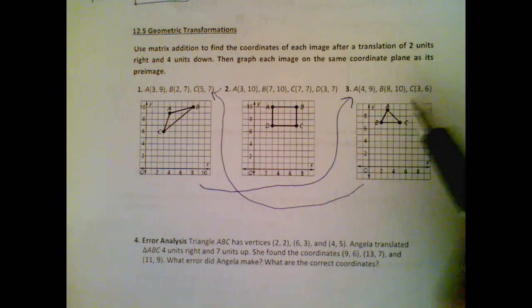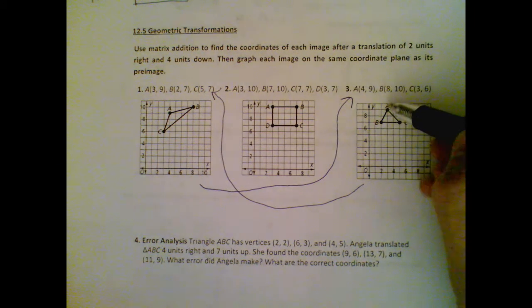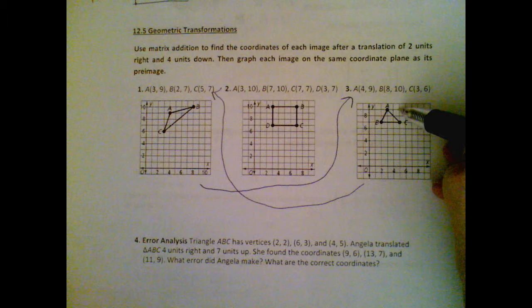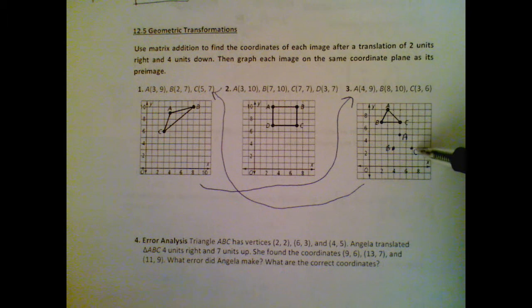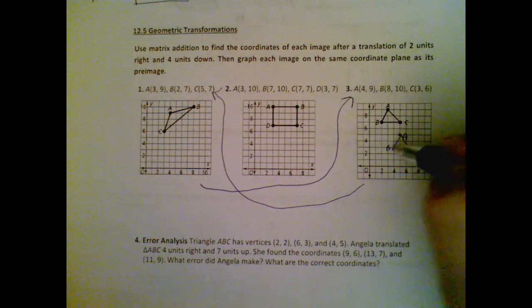You can do it individually, point by point. So if we move this to the right 2 units and then we move it down 4 units, that's going to be our new matrix A. And then if we take our matrix B, we move it to the right 2 units and then we move it down 4 units. That would be our matrix B. And then if we move our matrix C to the right 2 units and then down 4 units, that would be our new matrix C. So how we would go ahead and label this would be our new triangle.